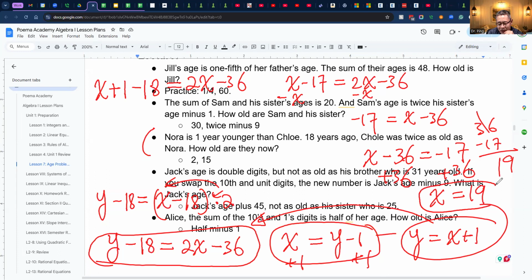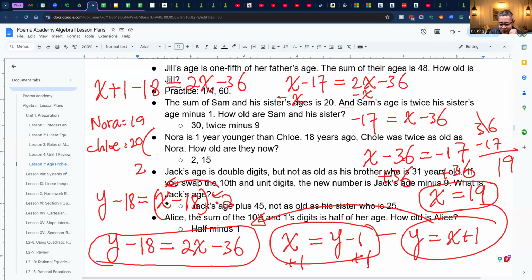And our x is Nora. And so therefore y, Chloe, will be 20. So Nora is 19, Chloe is 20. Well, let's see. 18 years ago, Chloe will be 2, and Nora will be 1. Well, it is. Chloe was twice as old as Nora.